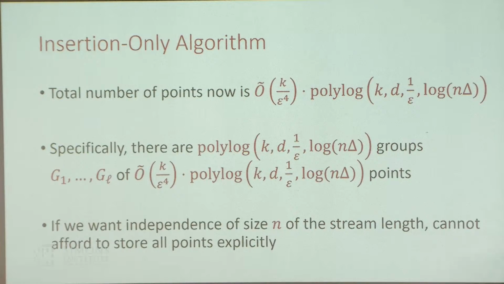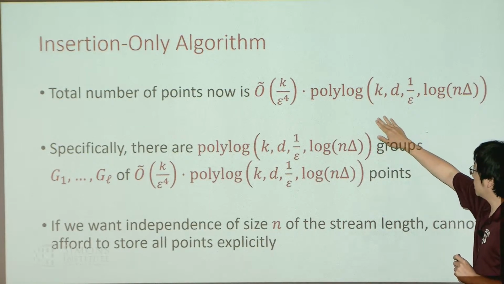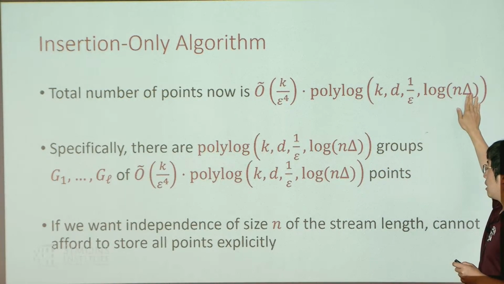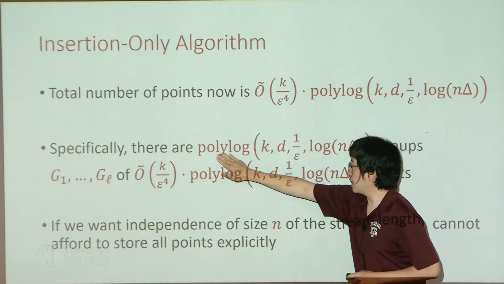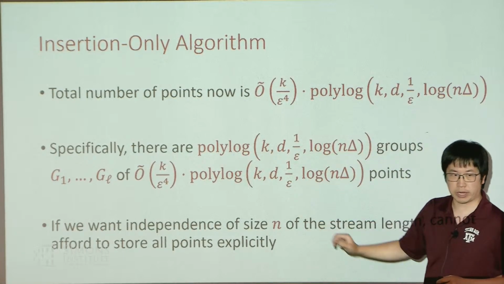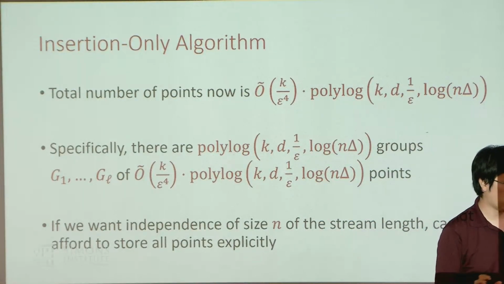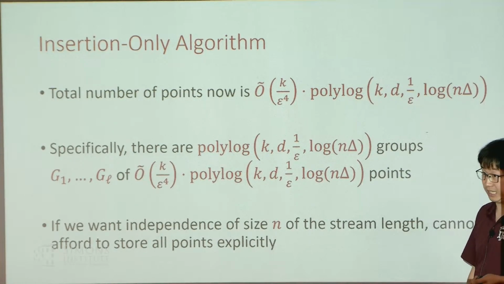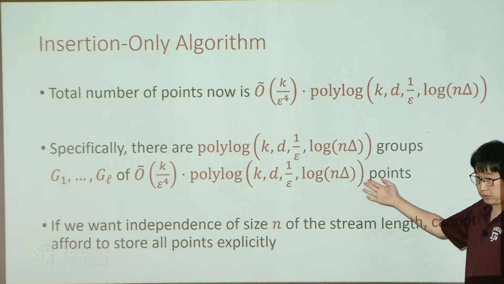To be more specific, the number of points is like k over epsilon to the fourth times polylog log n. And there are actually polylog log n groups of this number of points, where each group corresponds to one of the core sets. So the point is now that if we want independence of the size n of the stream length, we can't afford to store all points explicitly, because the number of points is too large.